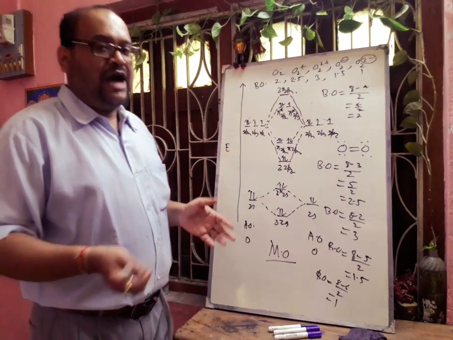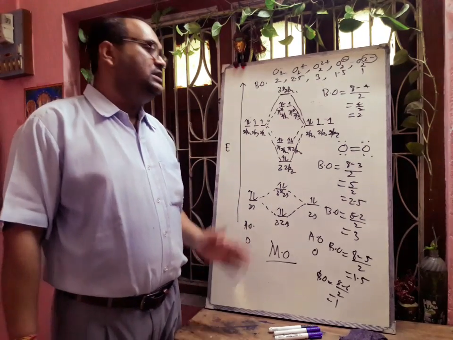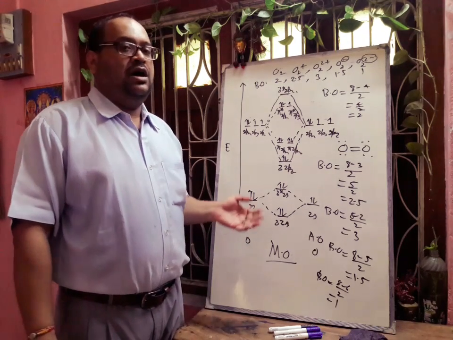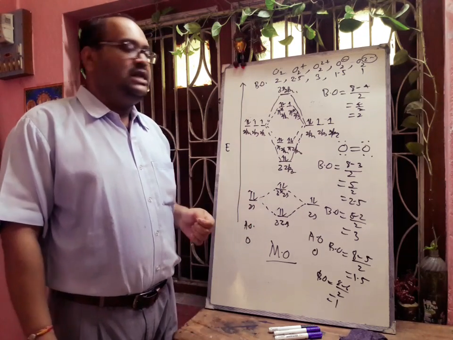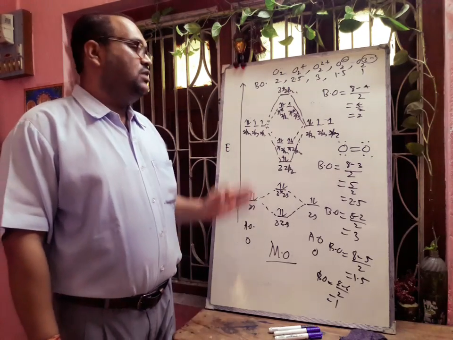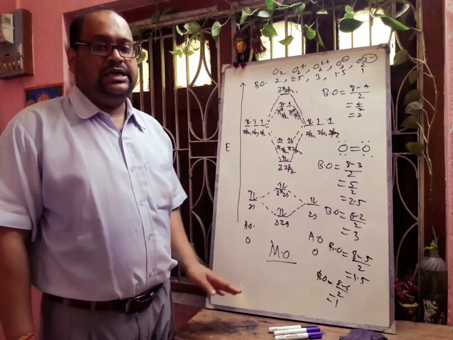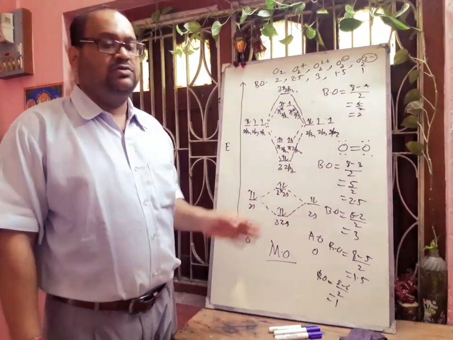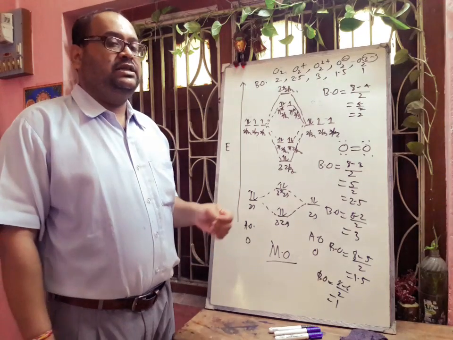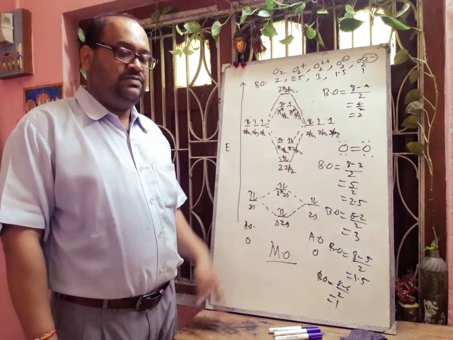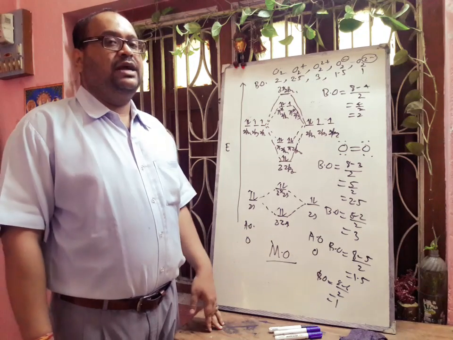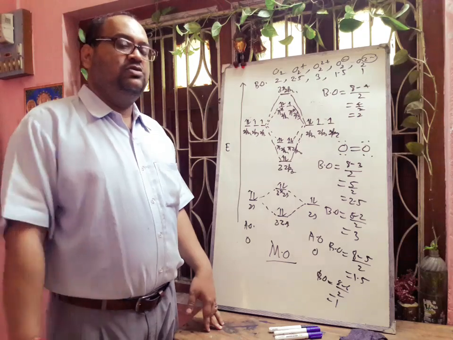When there are unpaired electrons, that is called paramagnetic. When there are all paired electrons in the MO diagram, that is called diamagnetic. Hope you can understand. Definitely a question from this part will come in your exam. So you have to understand this part, and if you have any question you can ask me through my WhatsApp number. Otherwise you can send questions through your school's query button.